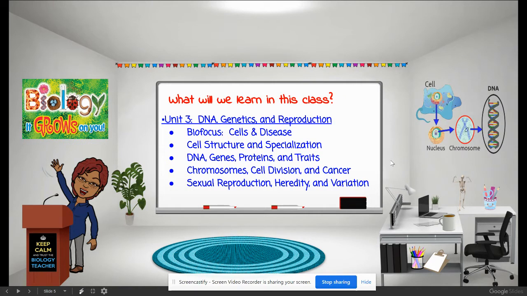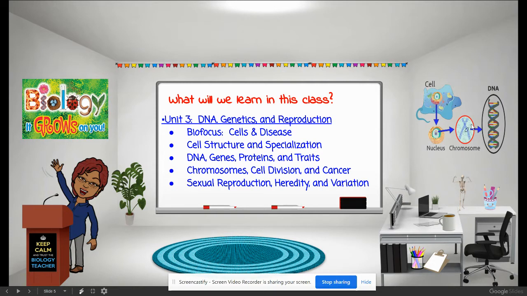Unit 3 is the genetics unit. This is a very large unit. This will be the start of our next marking period. We're going to spend a lot of time talking about cells and disease. That'll be our real world phenomenon, looking at this molecule DNA and how this molecule basically has the instructions that tell cells what to do and how it codes for proteins and how those proteins code for traits that you can actually see, like eye color and hair color.